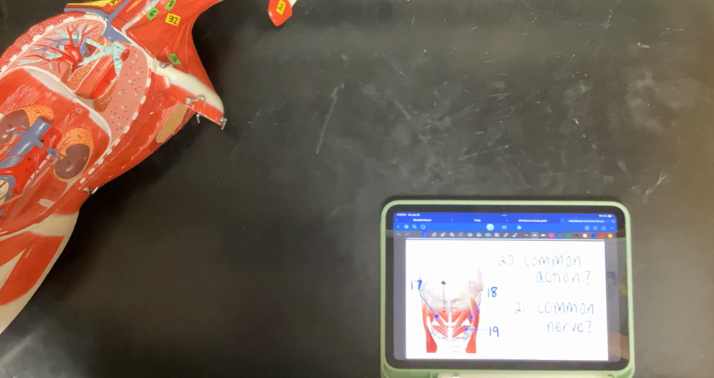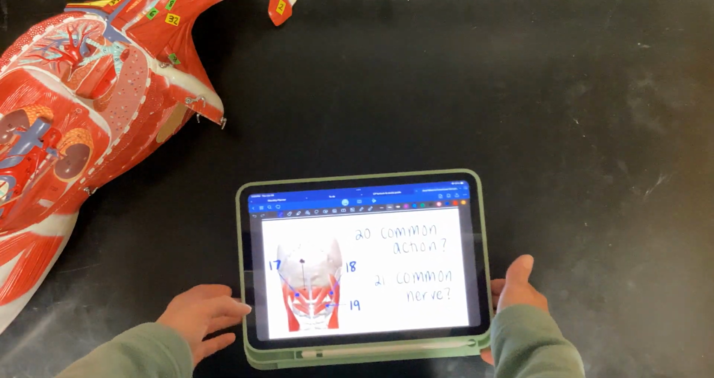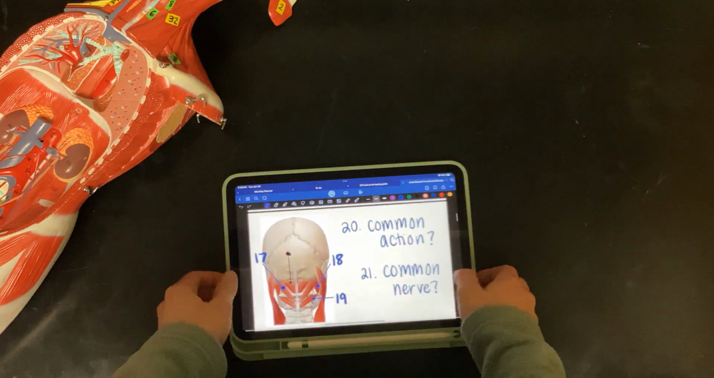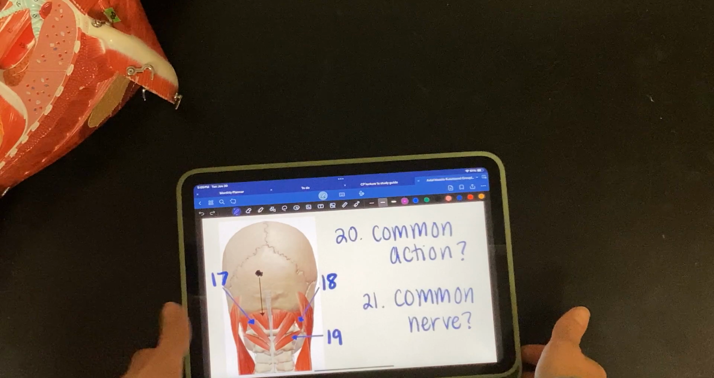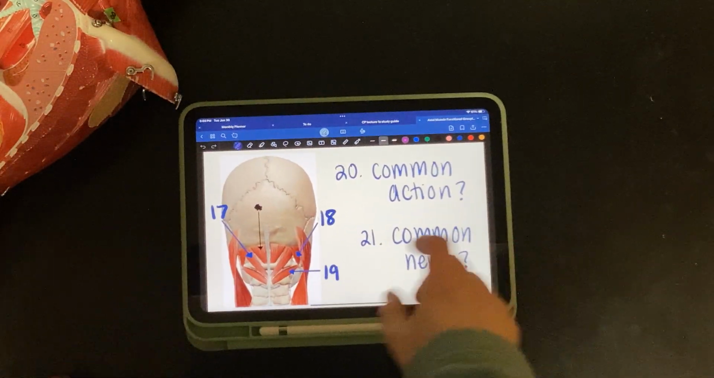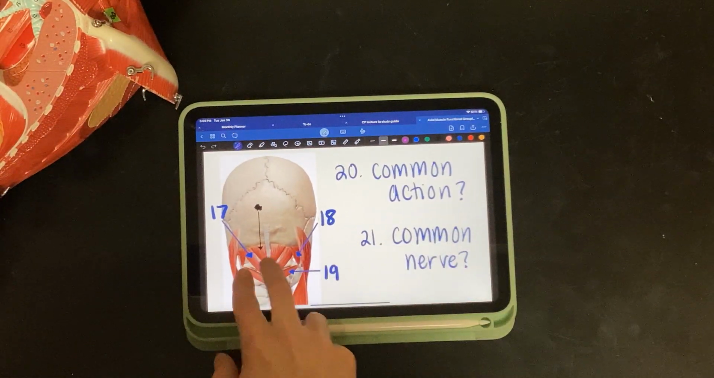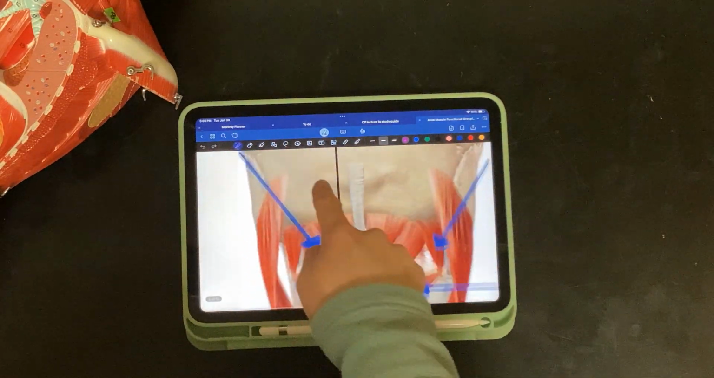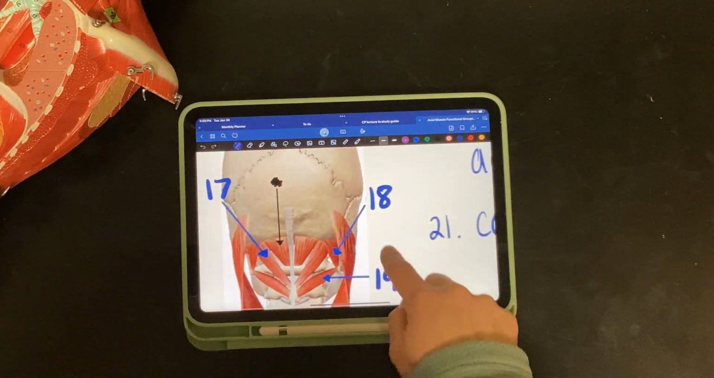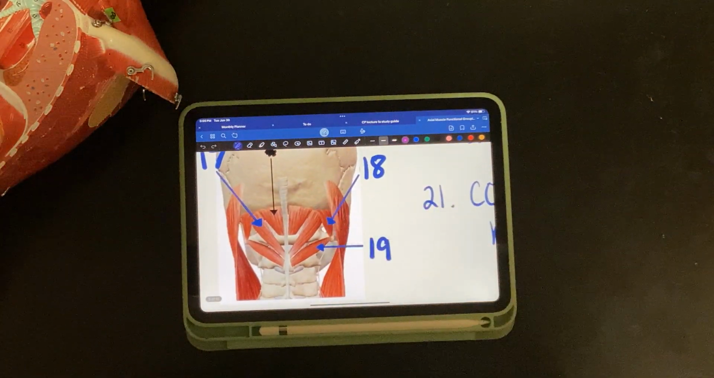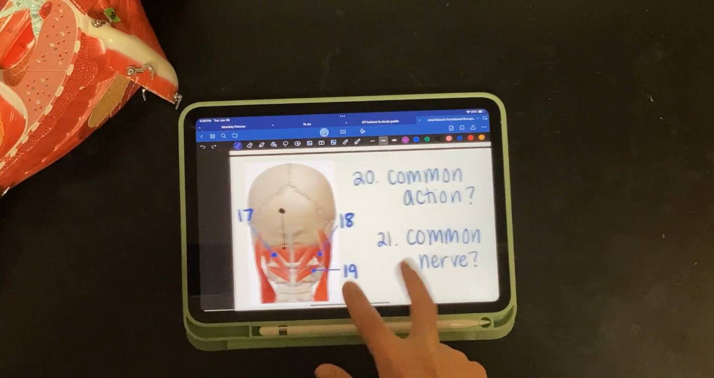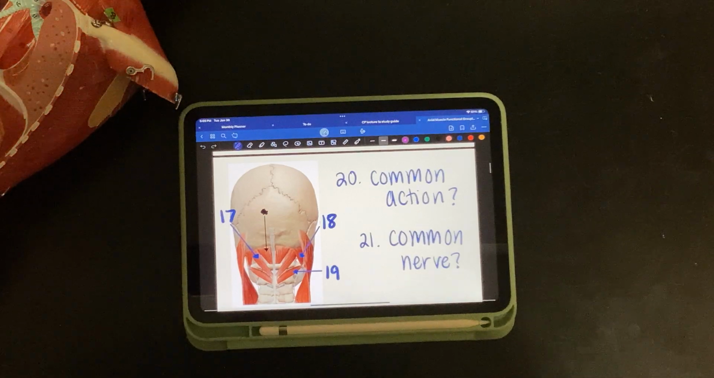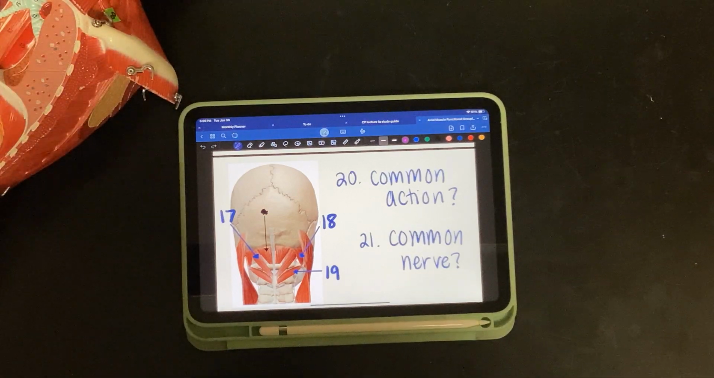Next we have specifically a picture. Oh, wrong one. Alright, so we have 17 is pointing to this muscle. 18 is pointing to this muscle, and 19 is this muscle. 20, what is their common action? And 21, common nerve.